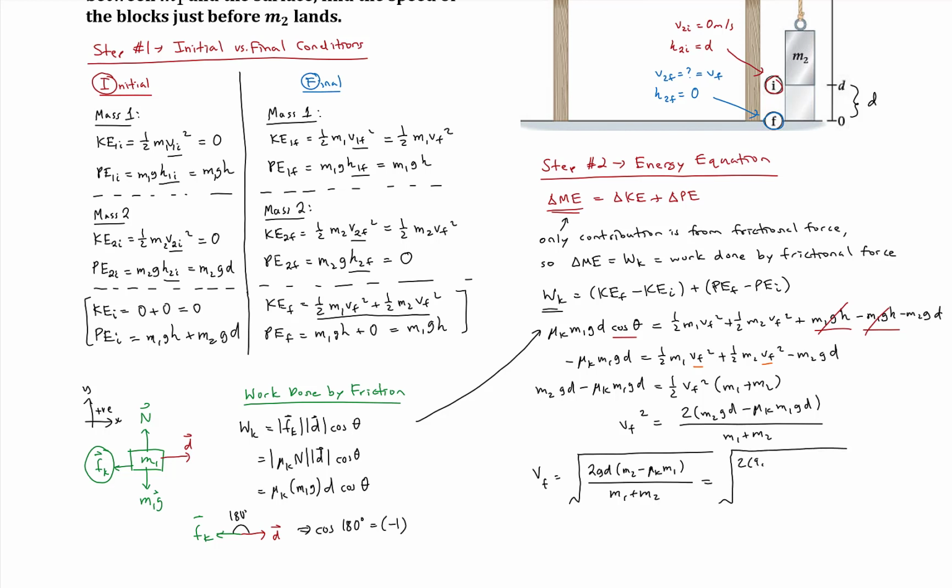Then I have 2 times 9.8 times D, which is a distance of 0.5 meters. M2 is 1.8 minus 0.45 times 2.4, divided by 1.8 plus 2.4 for our two masses. Once you plug that into the calculator, you should be able to get 1.3 meters per second for your final velocity.